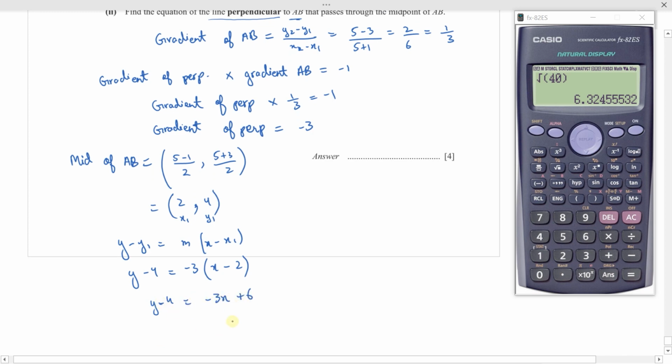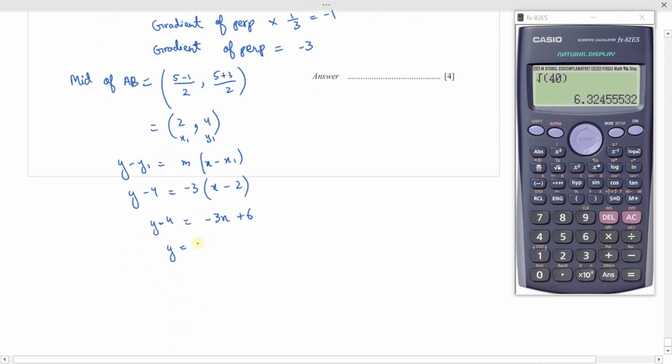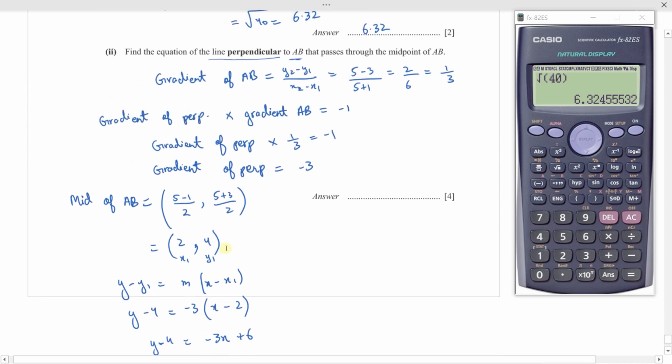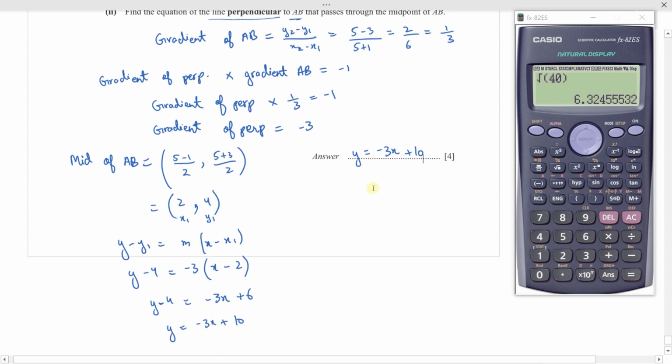And then if I take this minus 4 to the other side, I will get y equals minus 3x plus 6 plus 4, which will be 10. So this will be the equation of the perpendicular line to AB: y equals minus 3x plus 10. This is the perpendicular line to AB that passes through the midpoint of AB. This will be your equation. So this is the end of paper 2, variant 1 for May-June 2018.